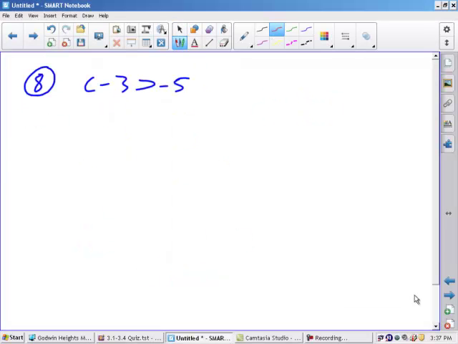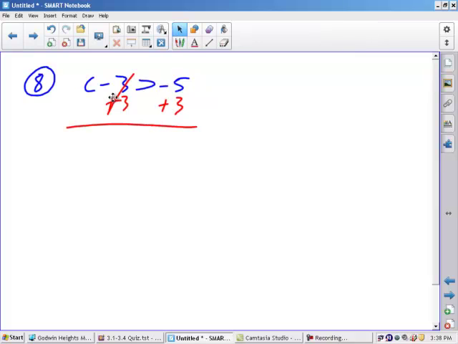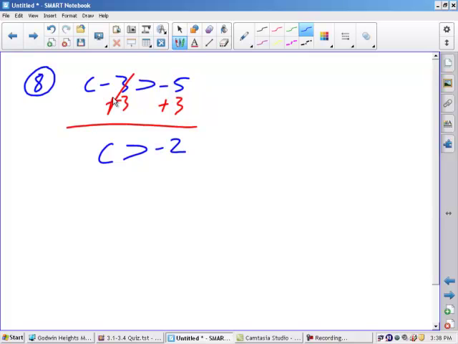For number 8, I'm going to go ahead and solve it really fast and then graph it. Basically just solving and graphing. C is greater than negative 2. And so then I graph that. Here's my graph, negative 2.